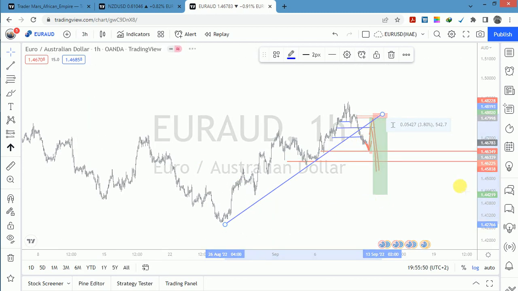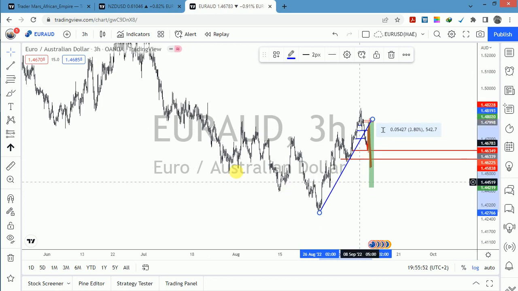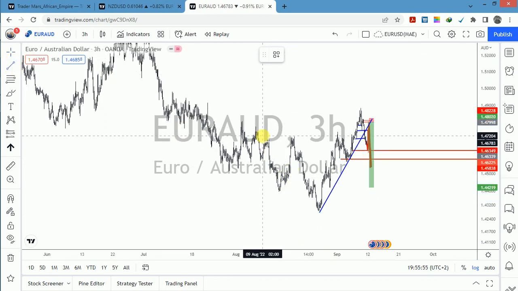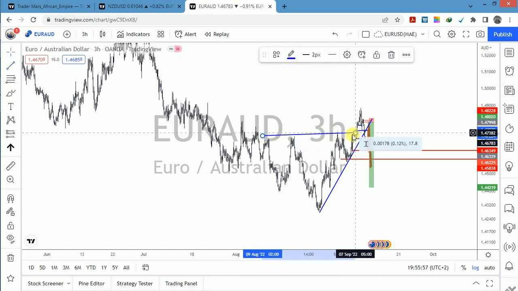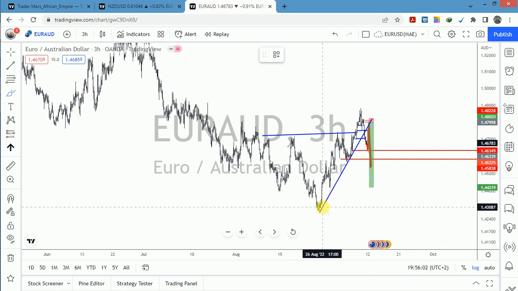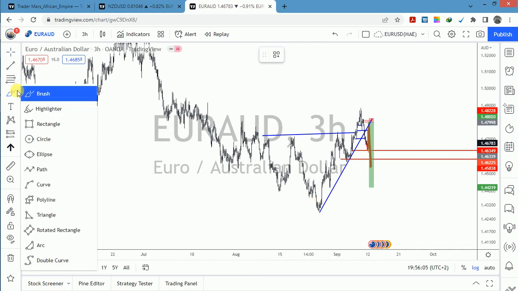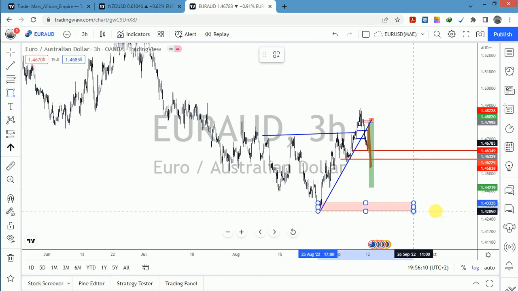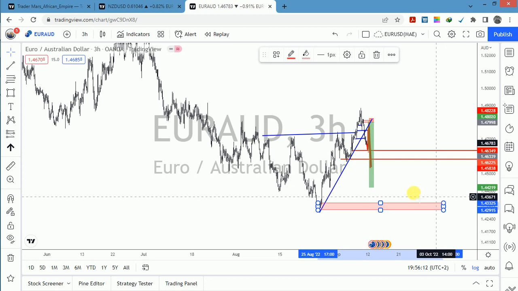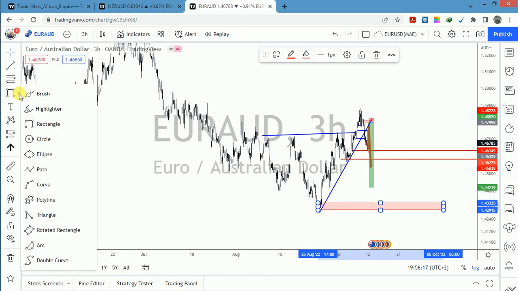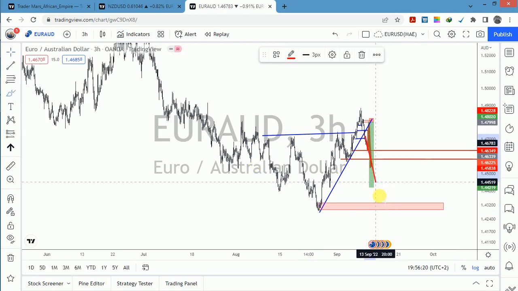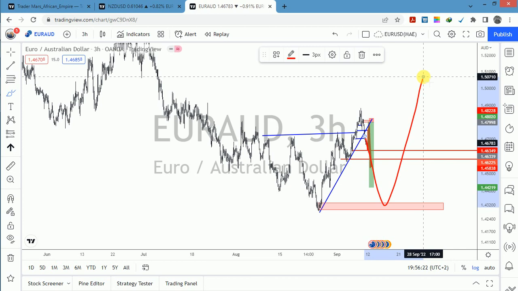So if we do, let's see. Yeah, remember we are saying this was a change of character, so we are hoping to see this price continue to go down. At least, there is a possibility for this price to use that POI to go up. There's possibility for this price to use that POI and then continue to go up.